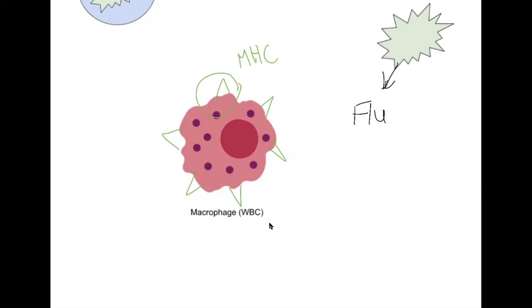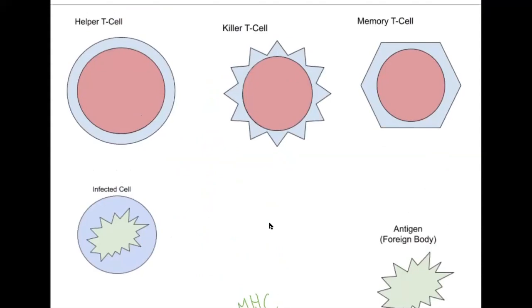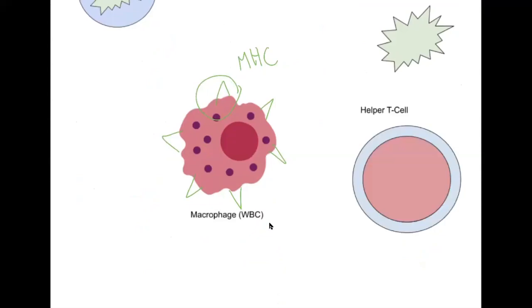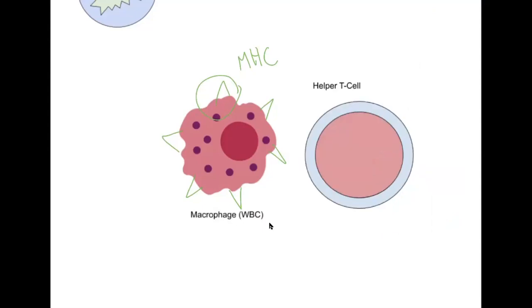So what's really important about this, like I said, is it's going to teach our body how to fight a specific type of illness. Just like in humoral response, our helper T cell is going to be the key component in initiating all of this. Our helper T cell is going to come over and attach or anchor itself to this MHC.